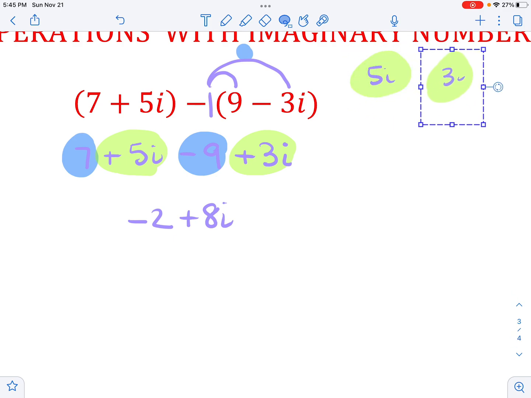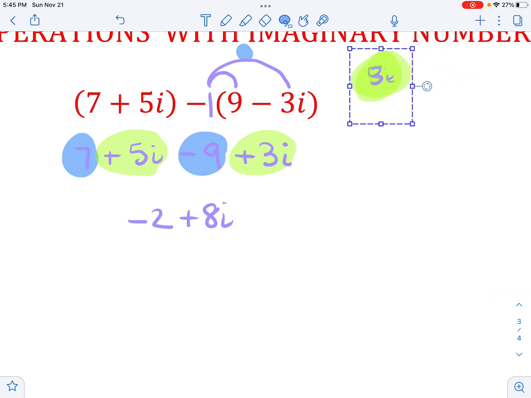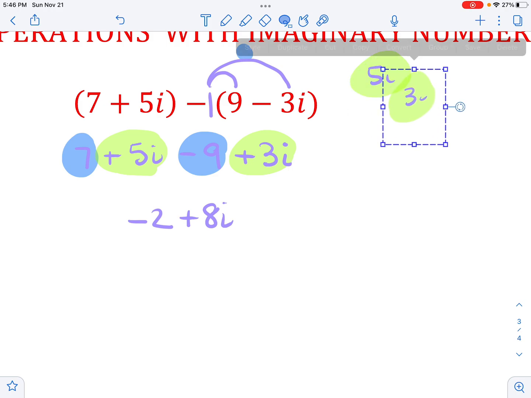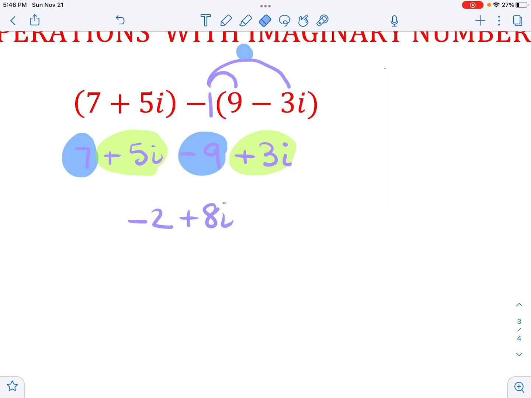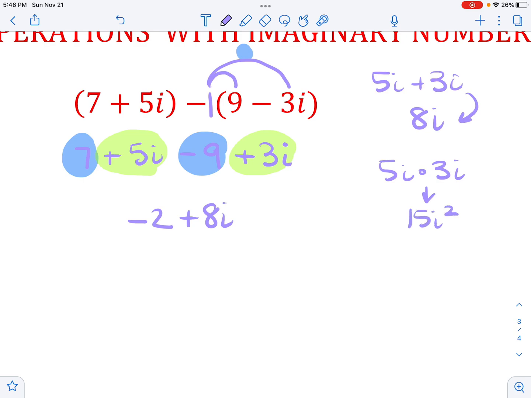But when I put this pile of 3 i's with this pile of 5 i's, then what I really have there together is a pile of 8 i's. It's a little different. 5i plus 3i is 8i, but 5i times 3i is 15i squared, because i times i is i squared, just like x times x is x squared. And again, i squared is -1, so this is really -15.